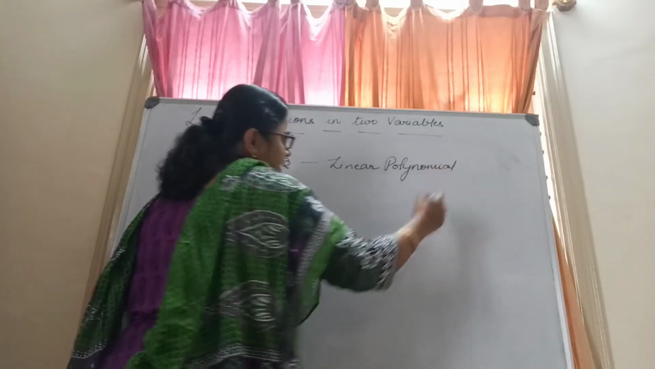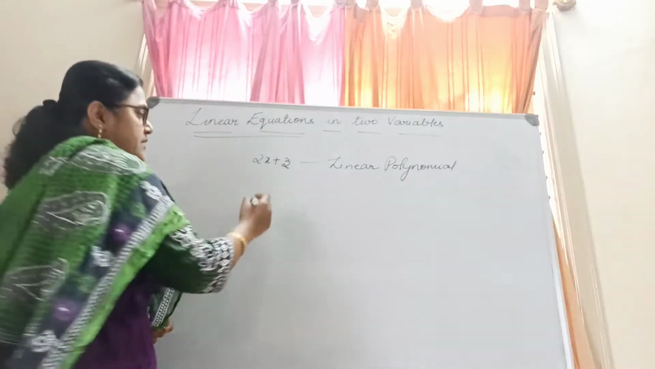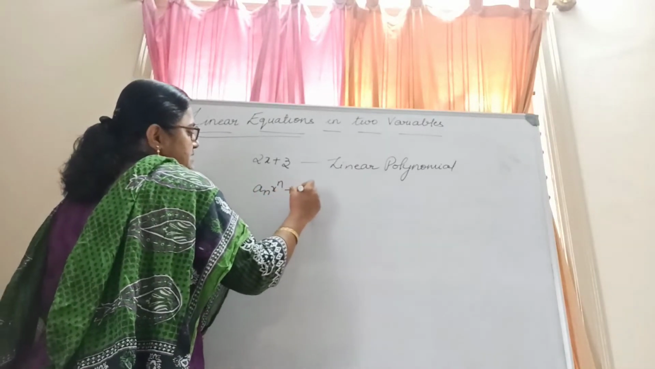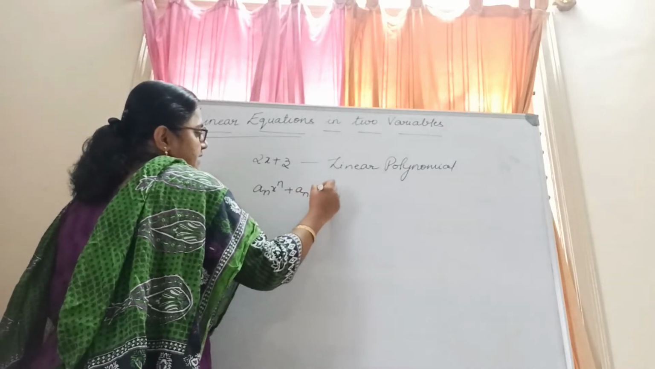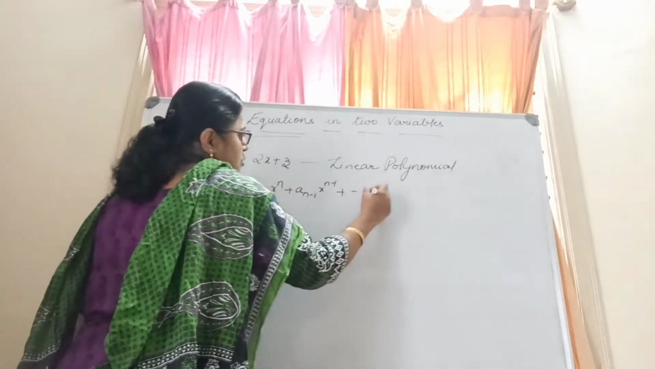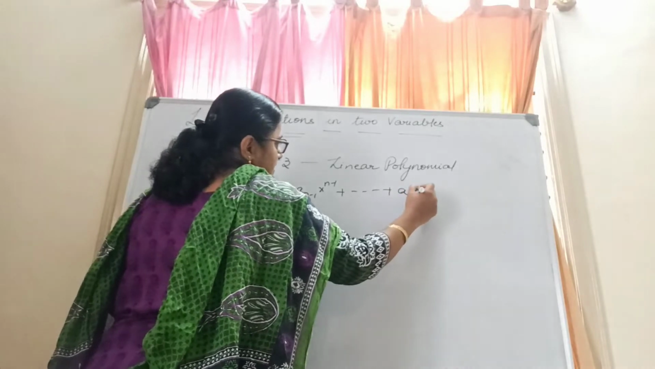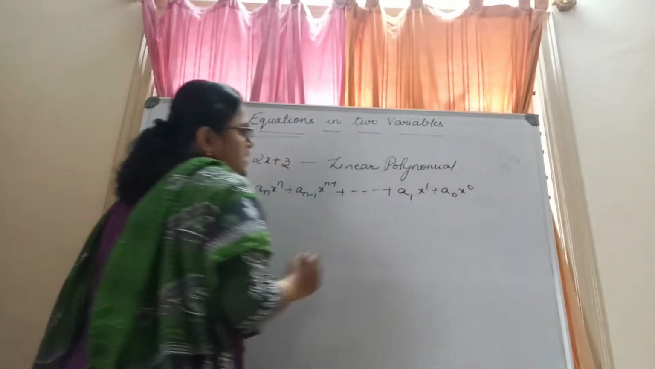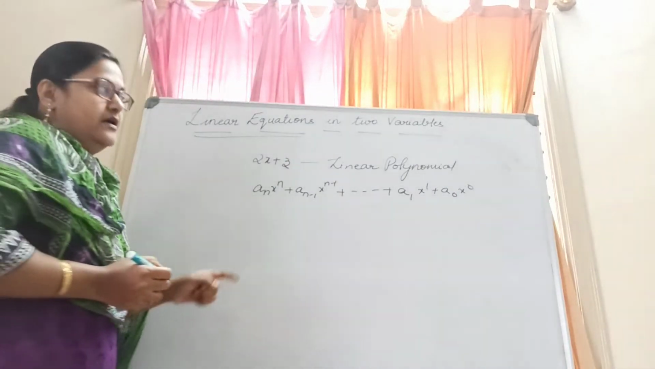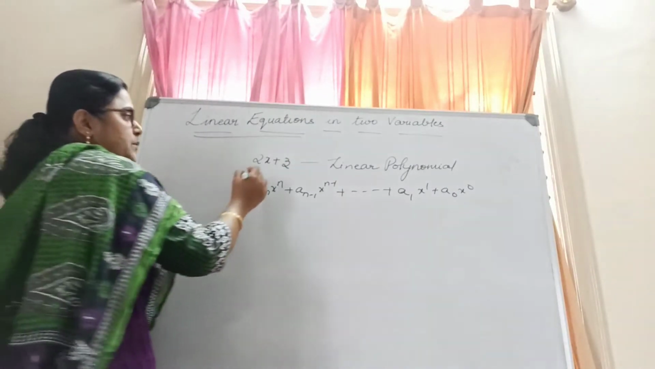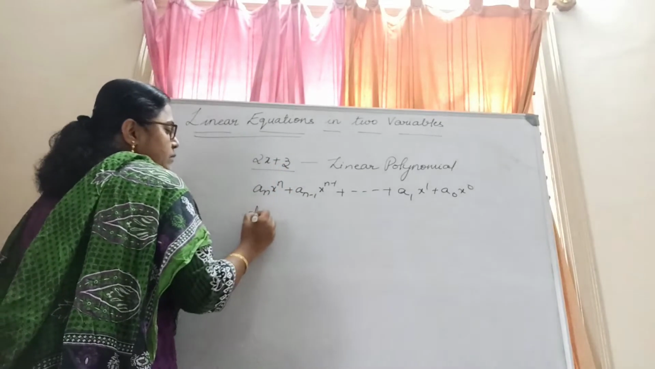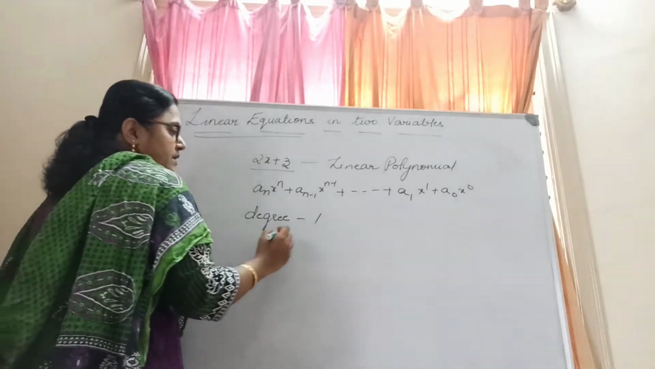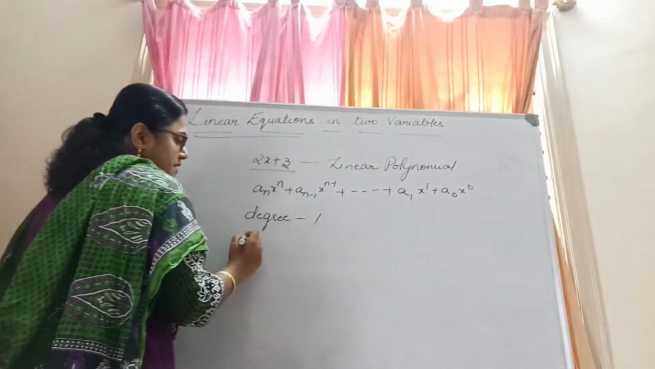A polynomial is an algebraic expression which can be written in the form of a_n x power n plus a_(n-1) x power n minus 1, and so on till a1 x power 1 plus a0 x power 0. This is a polynomial, right? Now a linear polynomial is a polynomial with degree 1. Such polynomials are called linear polynomials.